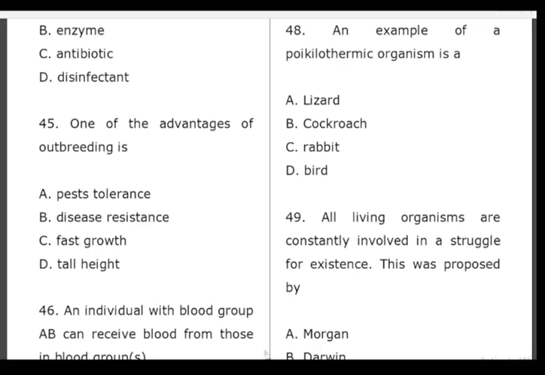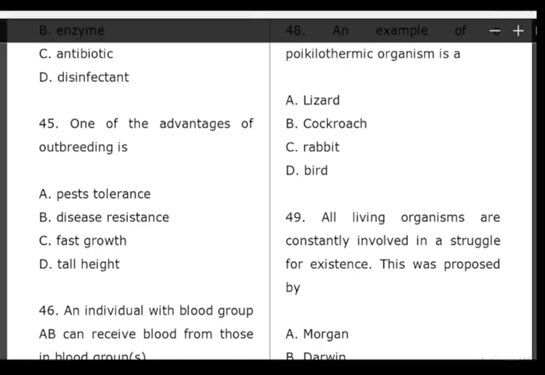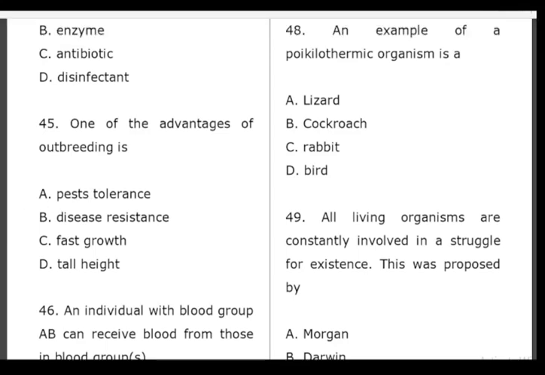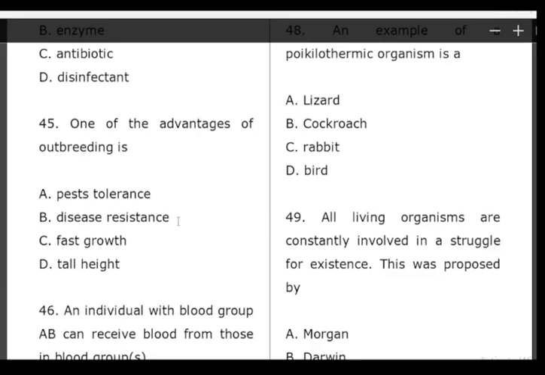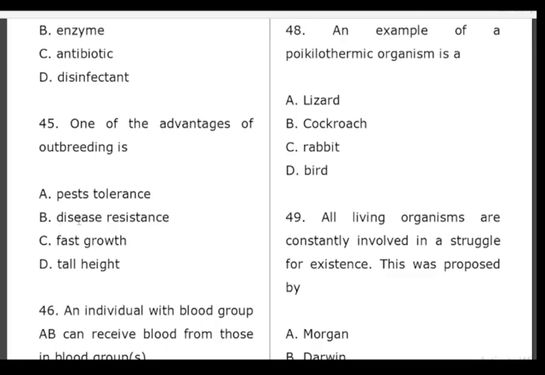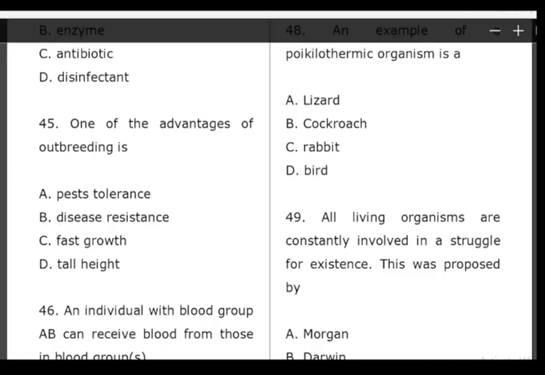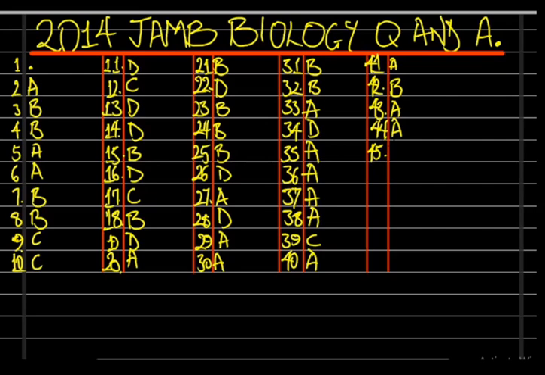So in such a cross, what we'll be noticing majorly is that all the offspring are going to have several types of traits. But one major advantage that is looked out for, or that is noticed in outbreeding, is disease resistance. It is naturally not pest tolerance, nor fast growth, nor tallness in height, but disease resistance. Every geneticist wants to produce hybrids that will be able to resist diseases. So that is the answer to the 45th question, option B.